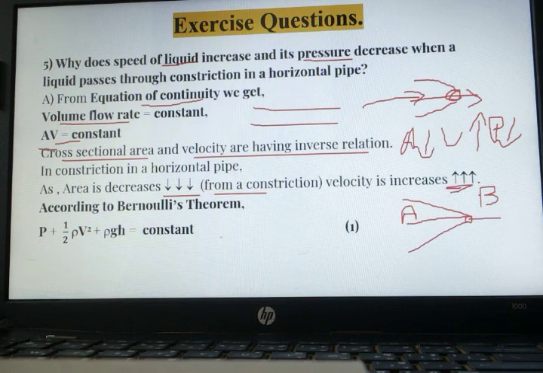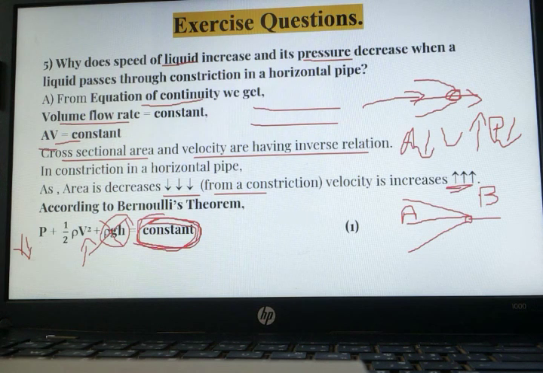Now try to understand this. This is Bernoulli's theorem equation: pressure plus half rho V square plus rho g h. But over here you will see both are at the same height, so this formula will not have this term. Over here, what is happening? Velocity is increasing, speed is increasing. But the overall energy of the system should be constant. So as velocity increases, pressure has to decrease in order to keep the energy of the system constant.